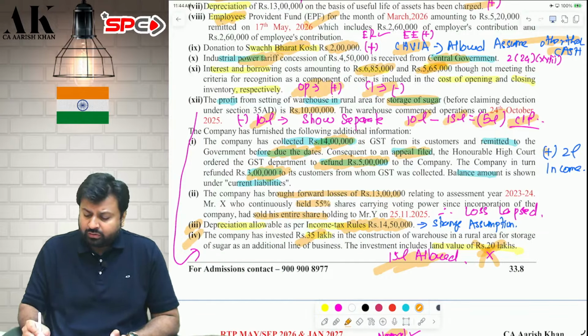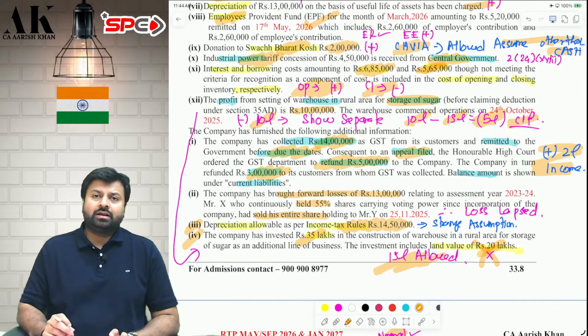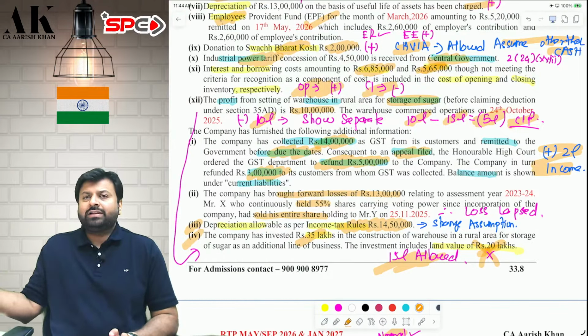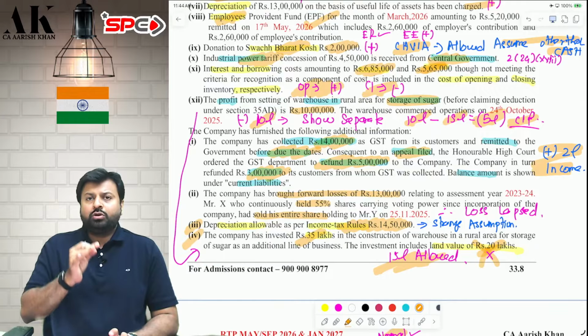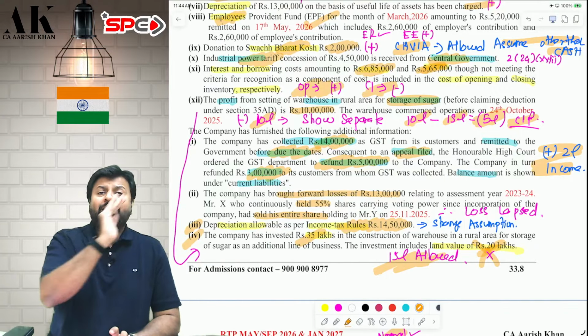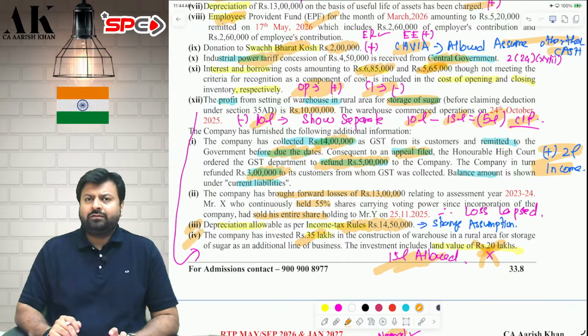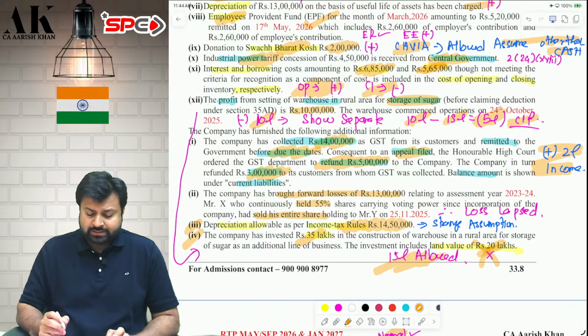Therefore, 2 lakh will be added to your income. That will be your deemed income. 41 subsection 1. Recovery of an expense. You have claimed deduction of that GST earlier. Now you are recovering. Now that 2 lakh will be income. Whenever you give that back to the customer, at that time that 2 lakh will be claimed as a deduction once again. I hope it is clear to all of you.